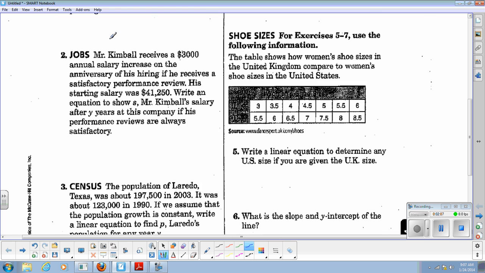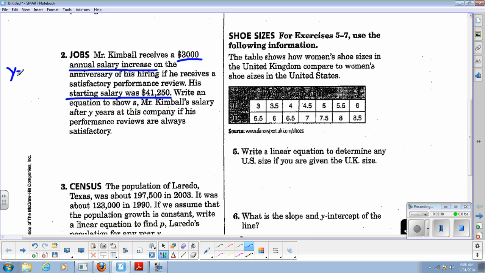Problem 2. Jobs. Mr. Kimball receives a $3,000 annual salary increase. Key phrase there, annual salary increase. Mr. Kimball receives a $3,000 annual salary increase on the anniversary of his hiring if he receives a satisfactory performance review. His starting salary was $41,250. Write an equation to show S, Mr. Kimball's salary after Y years at this company, if his performance reviews are always satisfactory.